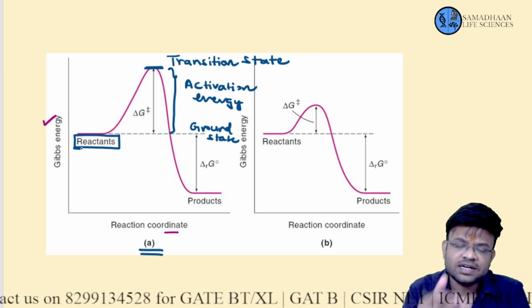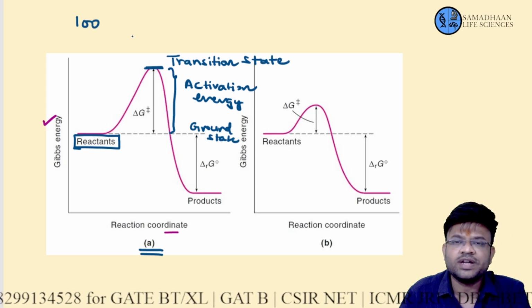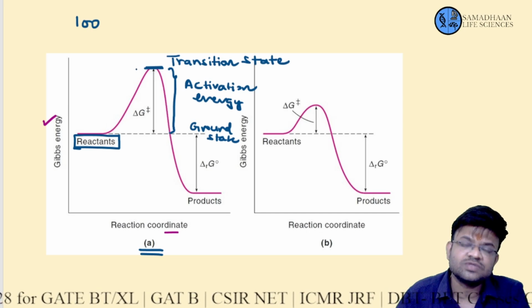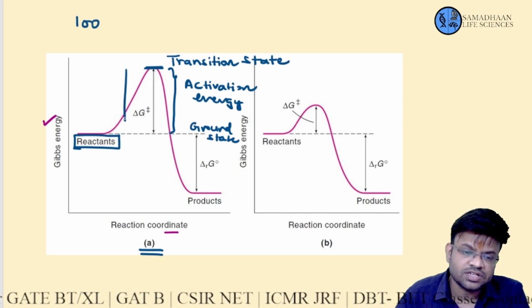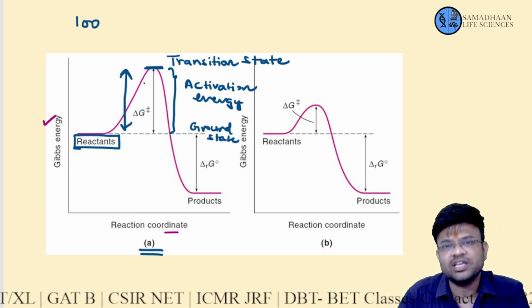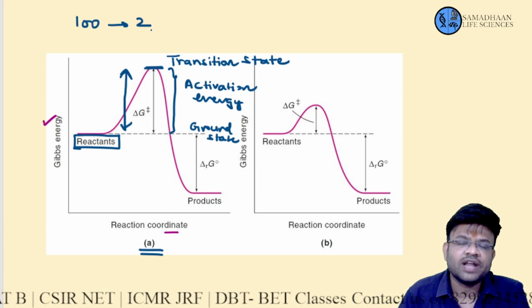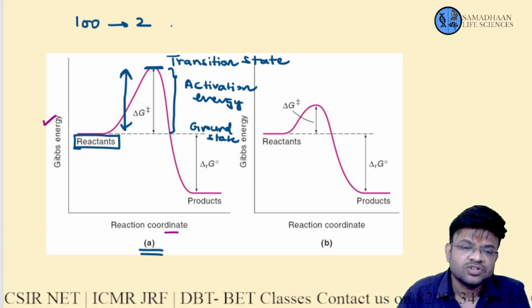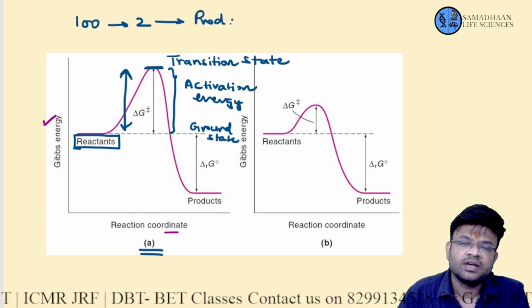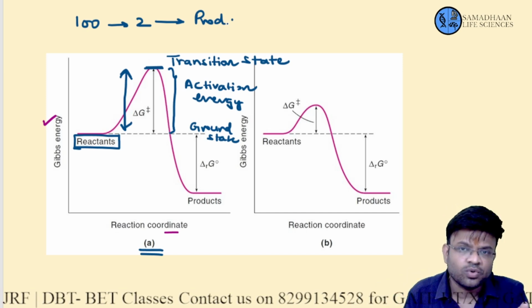Now, if I consider this A, let us say 100 molecules of substrate were taking part in the reaction. Obviously, since the activation energy is very high, the substrate molecules that will be having this much of energy will be very, very less. So let us say only 2 molecules out of 100 were having this much energy, so only they will be getting converted into the product. This will imply that the rate of the reaction will be extremely slow.